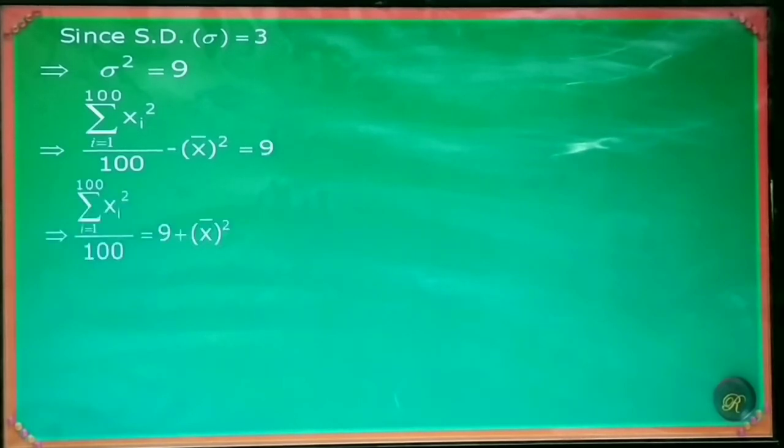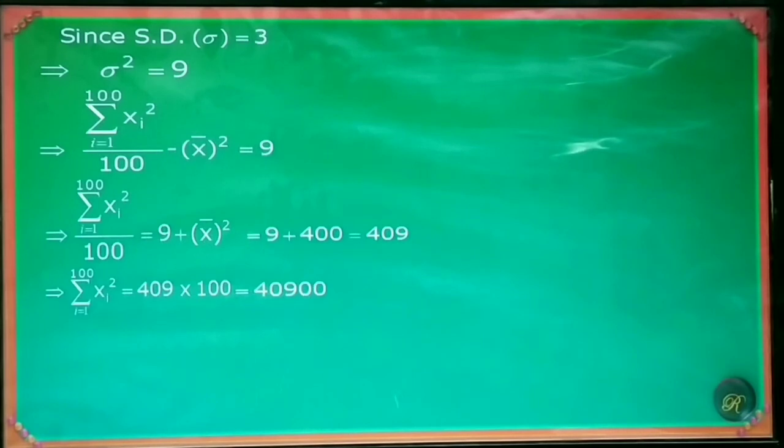This implies sum of squares of 100 observations divided by 100 is equal to 9 plus square of mean, is equal to 9 plus 400, is equal to 409. This implies sum of squares of 100 observations is equal to 409 into 100, is equal to 40,900.